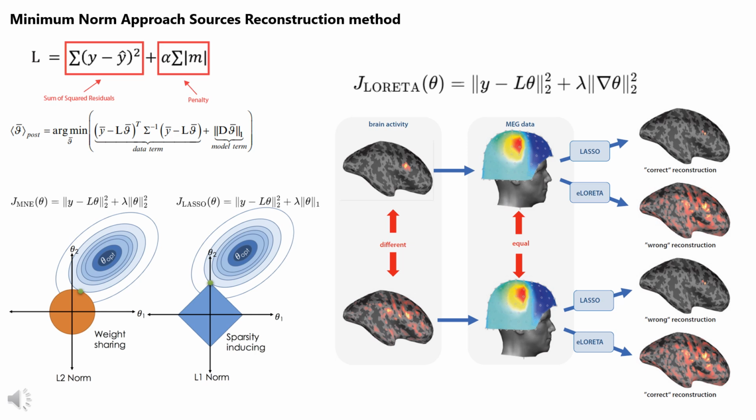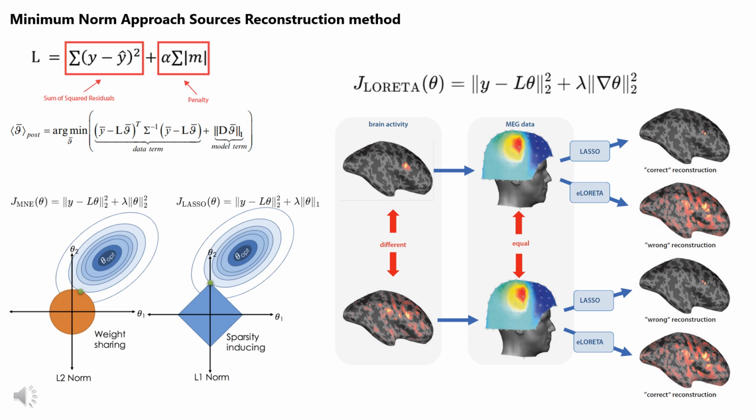MNE seeks the source distribution that minimizes the data term, which is the sum of squared residuals, and the model term, which is considered a penalty term of the source configuration. This corresponds to finding the solution with the smallest overall current strength that still fits the observed data. The minimization of the norm is often subject to regularization, which helps handle the ill-posed nature of the inverse problem by imposing additional constraints. The schematic of these constraints, which is the connection between data and model terms and objective function, is illustrated in this slide.